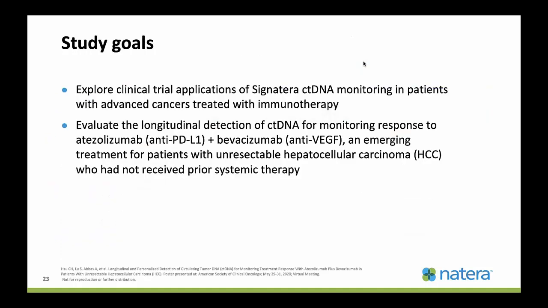In this study, the investigators sought to explore clinical trial applications of Signatera monitoring in patients with advanced hepatocellular carcinoma treated with immunotherapy. Longitudinal and personalized detection of ctDNA for monitoring the treatment response to atezolizumab and bevacizumab in patients enrolled in study G030140 was evaluated.